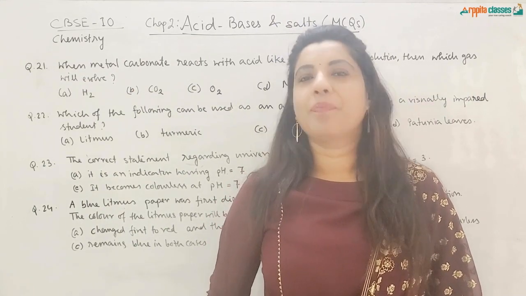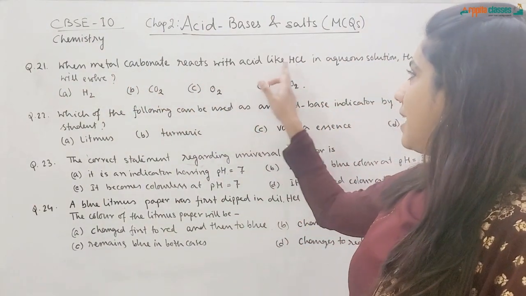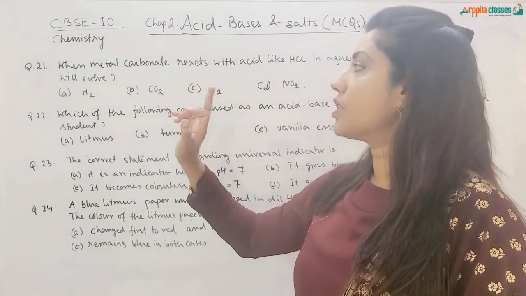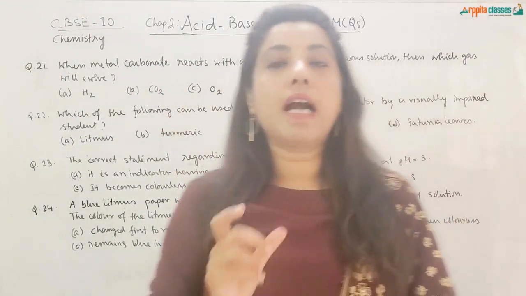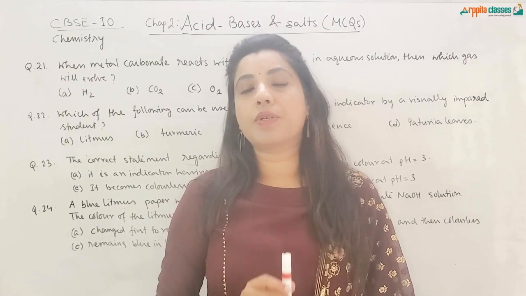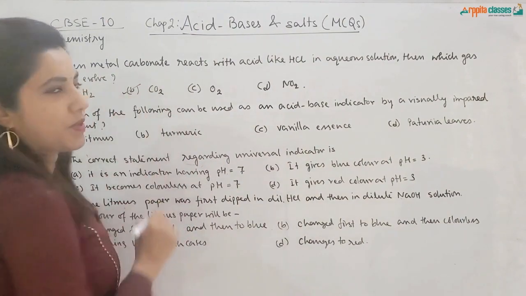Let's get started. Question number 21 is, when metal carbonate reacts with acid like HCl in aqueous solution, then which gas will evolve? Metal carbonate or bicarbonate, when they react with dilute acid, carbon dioxide gas is evolved. So the right option will be carbon dioxide.